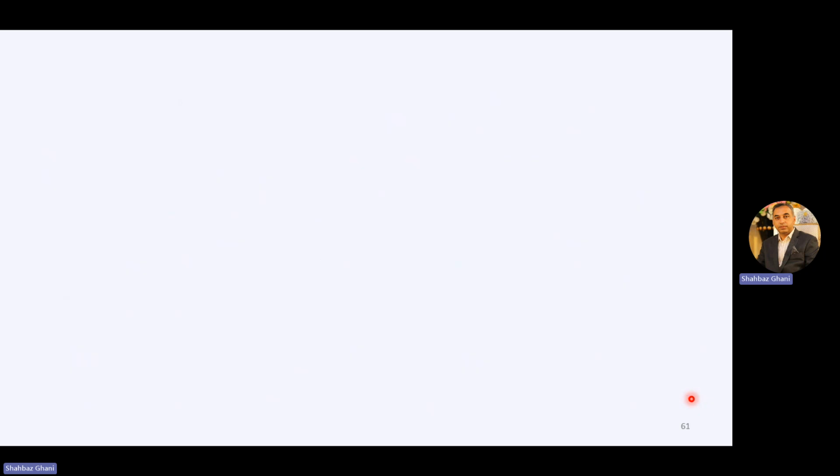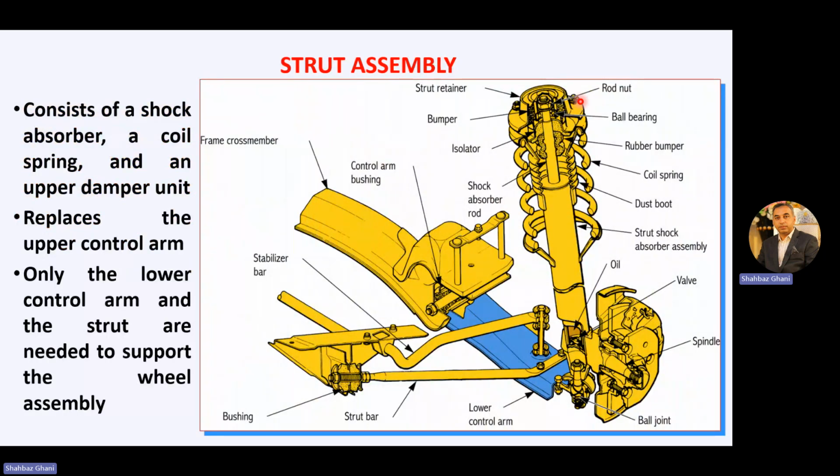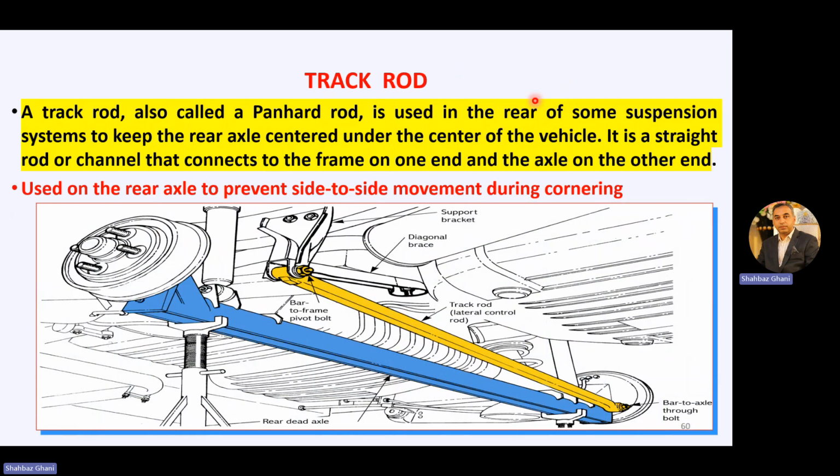Let's see this figure. Basically, these are the strut retainer, the rod nut, the ball bearing, the bumper. Then we have this isolator, then this rubber bumper, the coil spring, the shock absorber, and this is the dust cover. This is the strut shock assembly, with oil and valve, and this is attached lower to the control arm. So these are the bushings which we are talking about.